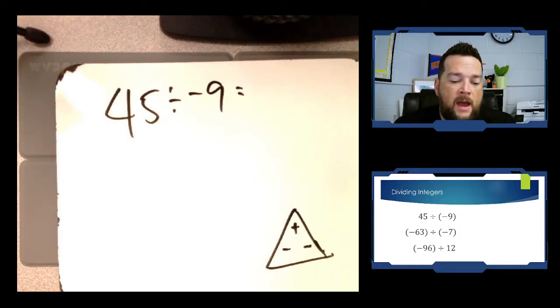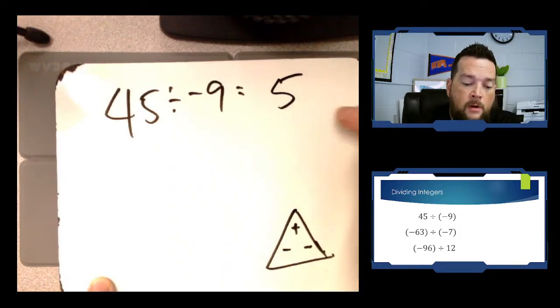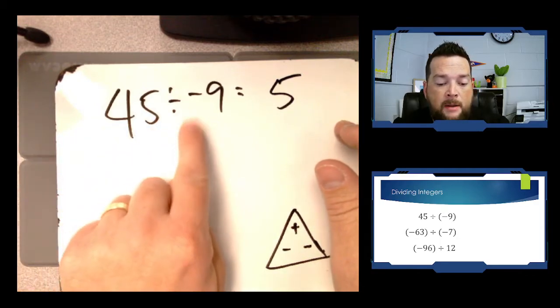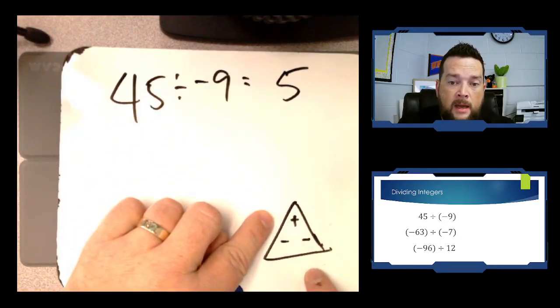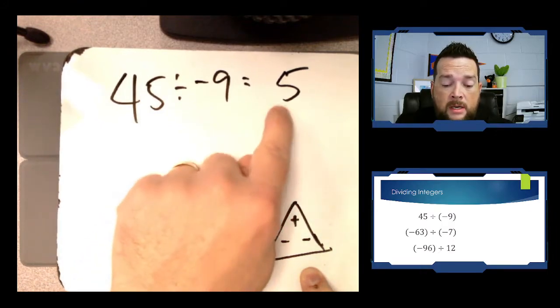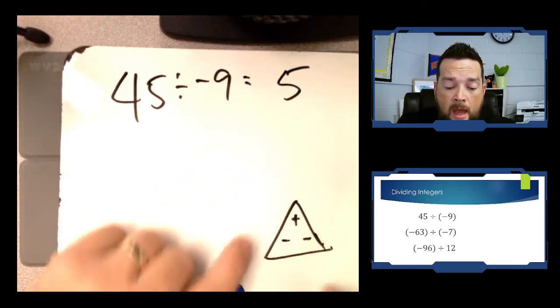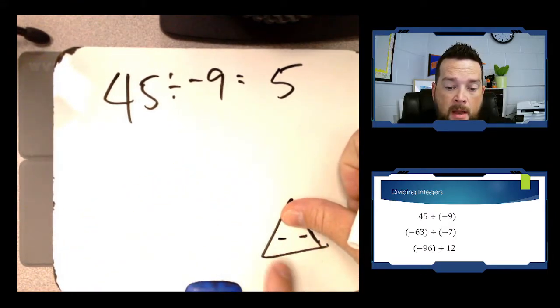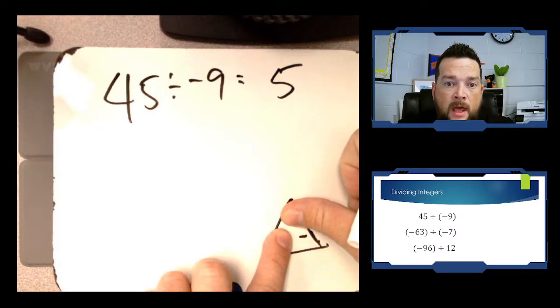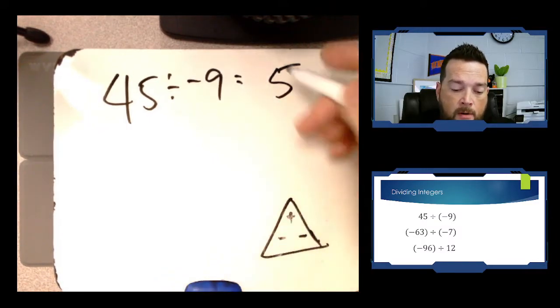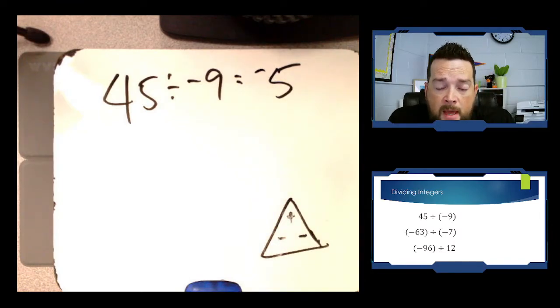All right, so 45 divided by 9 is 5, and we have a positive divided by a negative. So I'm going to use my positive, negative triangle to see what the quotient is going to be. A positive, so I'll cover that up, divided by a negative, so I'm going to cover that up, is finally a negative, just like that. So it's a great tool to help us understand really quickly, if you're ever confused, what the answer is going to be whenever you're dividing or multiplying negatives. You could use a positive, negative, negative triangle.